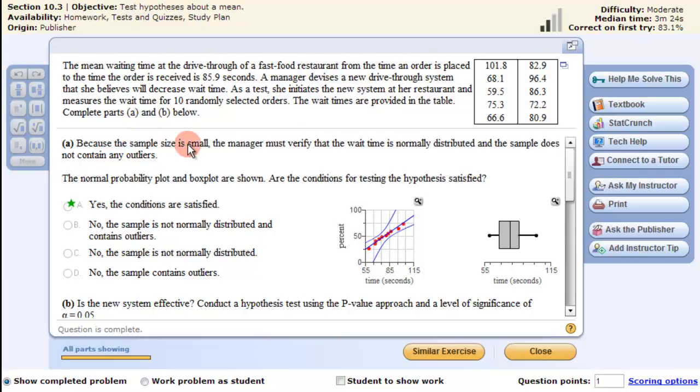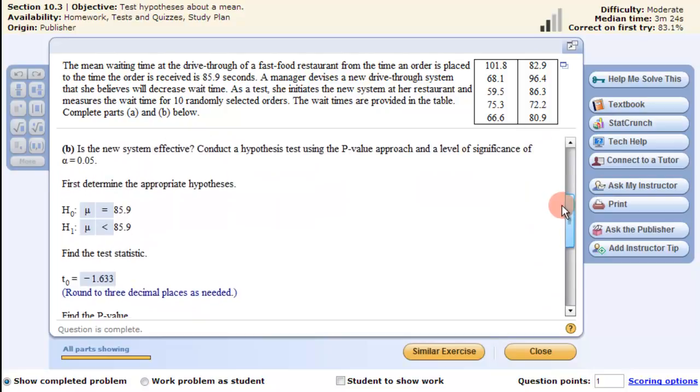Because the sample size is small, the manager must verify that the wait time is normally distributed and the sample does not contain any outliers. So here we have to look at the probability plot and box plot. It's normally distributed because it follows the line, and there aren't any outliers, so we're totally fine to go forward.